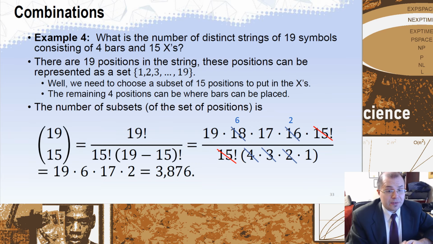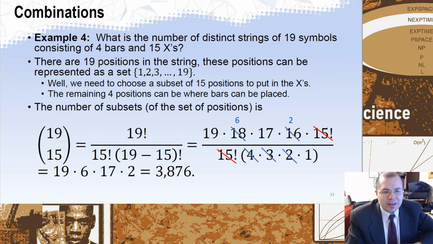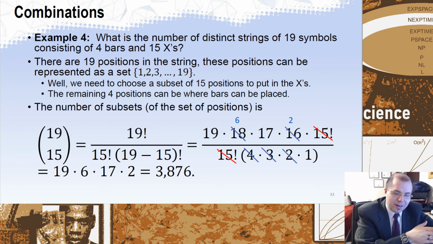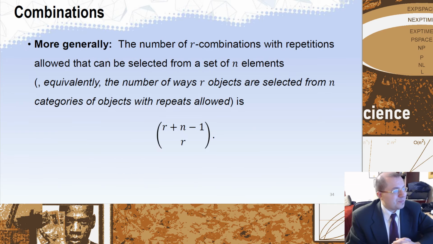How many categories did I have? I had 5 kinds of soda. But remember, that ultimately translated into 4 bars, 1 less than the number of categories. And how many cans do I have? I have 15 cans. So if you look at this, you get exactly what we had when you put in 15 for r, and for the number of kinds of cans, which is 5, that's n. So 5 is n, 15 is r. You end up with 15 plus 5 minus 1, which is 19, choose 15. And that's what we get here. So there it is. My apologies.